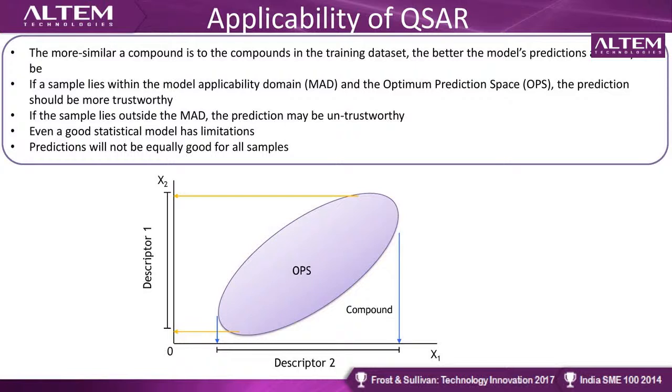Basically, we have defined some optimum predicted space. If my predicted values come within this particular space, they should be considered trustworthy, otherwise not. So those kinds of criteria and applicability we are taking care of for the QSAR model predictions.